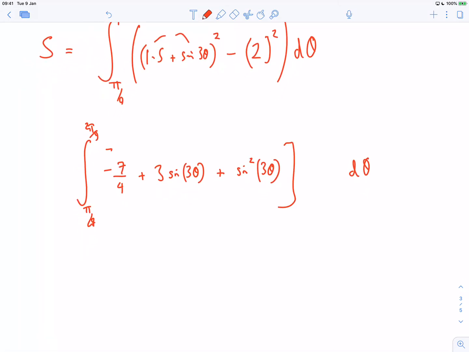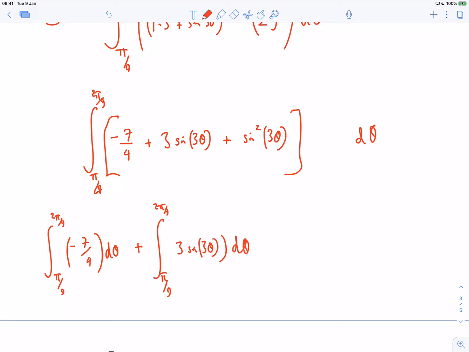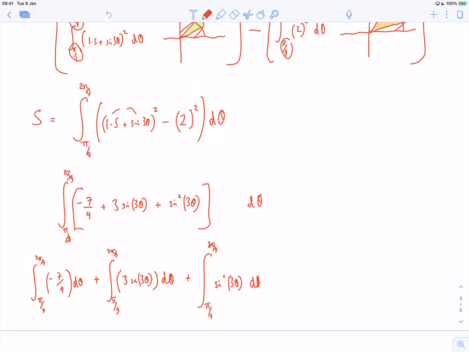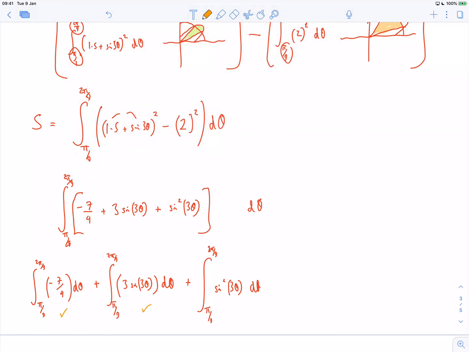Okay, we've now got to integrate this thing. So that's pretty easy. We integrate between 2 pi ninths and pi over 9 of minus 7 quarters d theta, plus the integral of 3 sine 3 theta d theta, plus the final integral between 2 pi ninths and pi ninths of sine squared 3 theta d theta. Now just to clarify, this integral is easy, this integral is easy, this one we have to do a little bit of a trigonometric rearrangement.